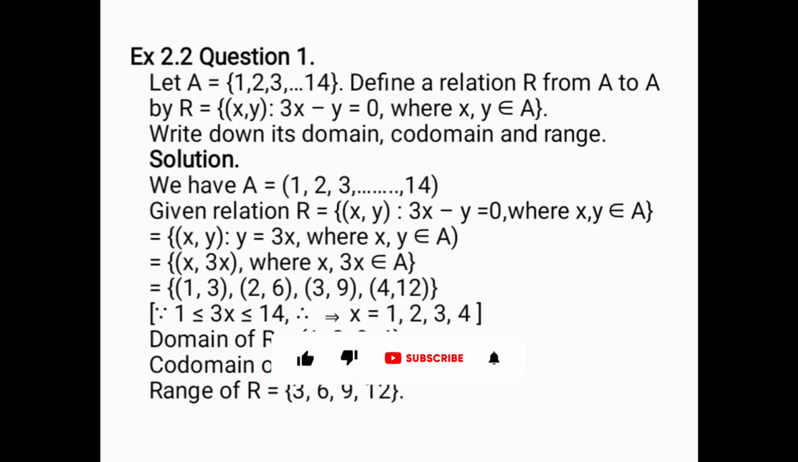Today we are seeing exercise 2.2 in chapter 2, relations and functions. Now question number 1: let A equal to 1, 2, 3, up to 14. It means 14 elements. Define a relation R from A to A by R equal to {(x, y): 3x minus y equal to 0, where x, y belongs to A}. Some conditions are given. Write down its domain, codomain and range.